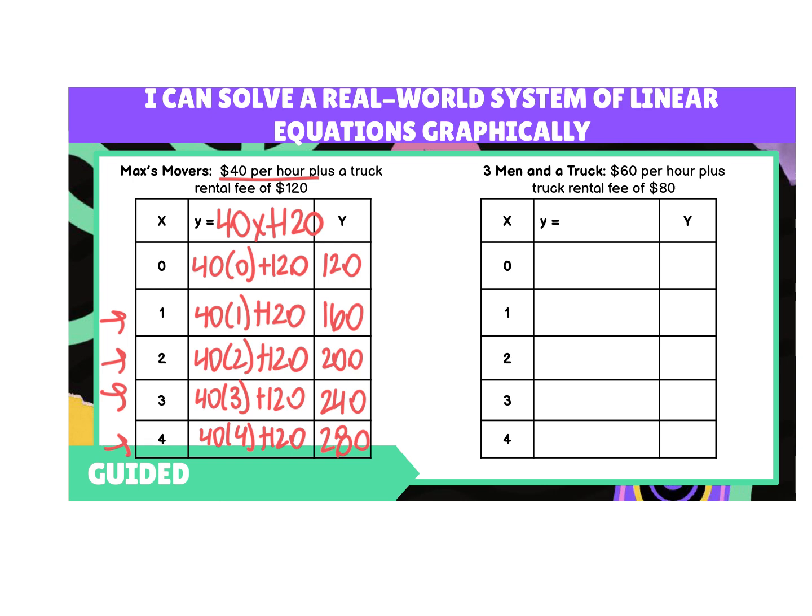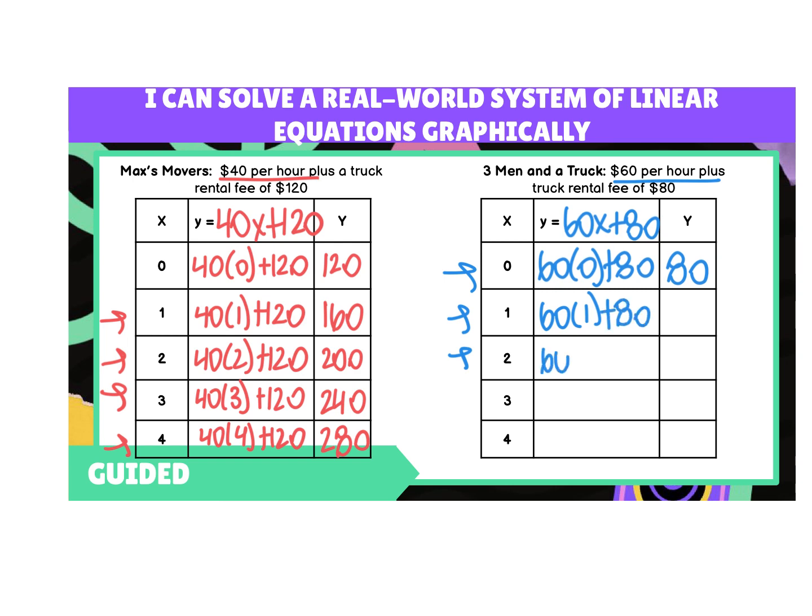Now we have 3 Men in a Truck. So they charge $60 per hour plus an $80 fee. So 60x, 60 per hour plus 80. Again, we just take out the x and we plug in the number that they're giving us. So 60 parentheses 0 plus 80 will give us 80. 60 parentheses 1 plus 80. 60 parentheses 2 plus 80. You guys finish it up.